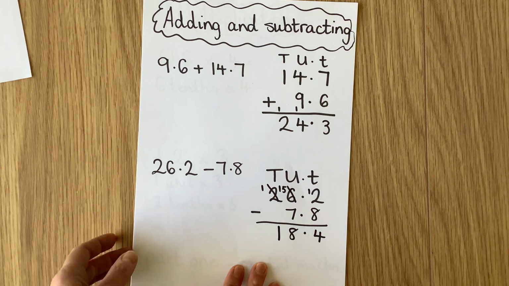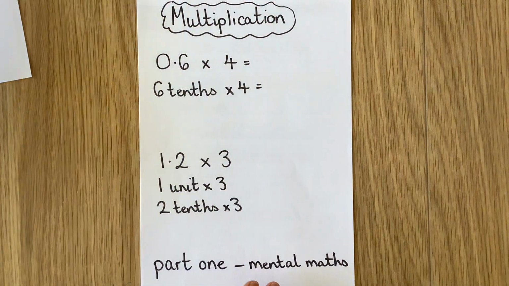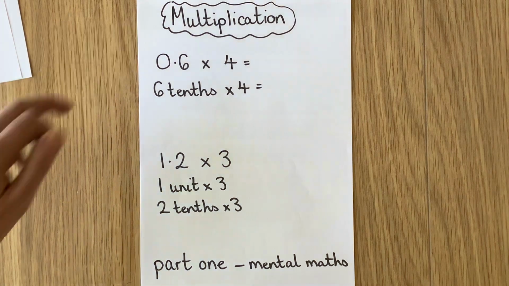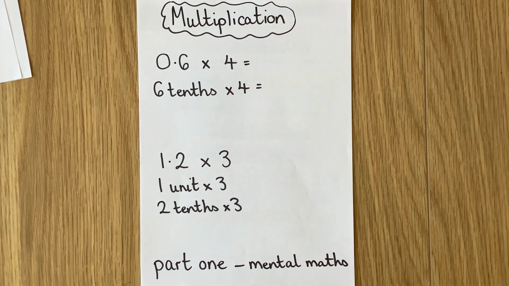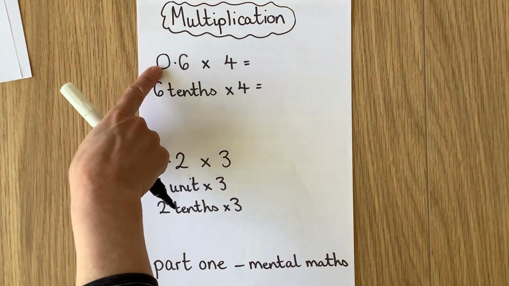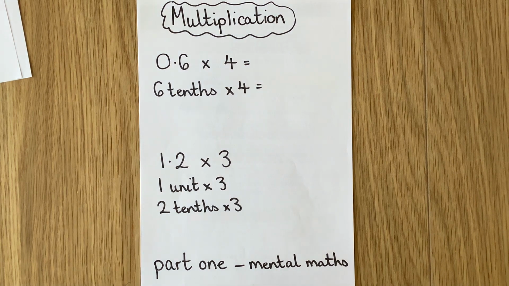Now, that's what we were looking at before we stopped for half term. Today's lesson, we're going to be thinking about multiplication. Now, to start off with, the first part that we're going to do today is mental maths. So we're going to try and do the first group of questions in our heads, P6. So what if you were given a mental maths question that said 0.6 times 4?